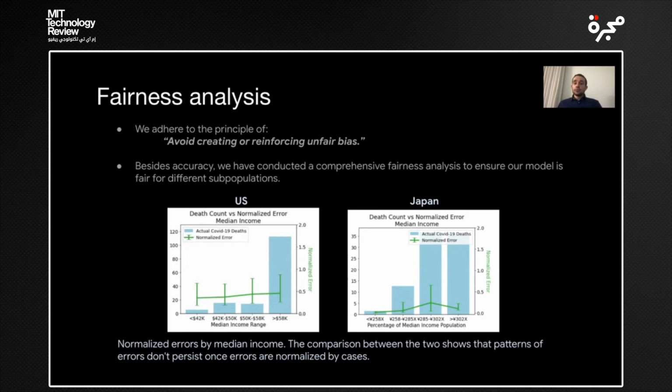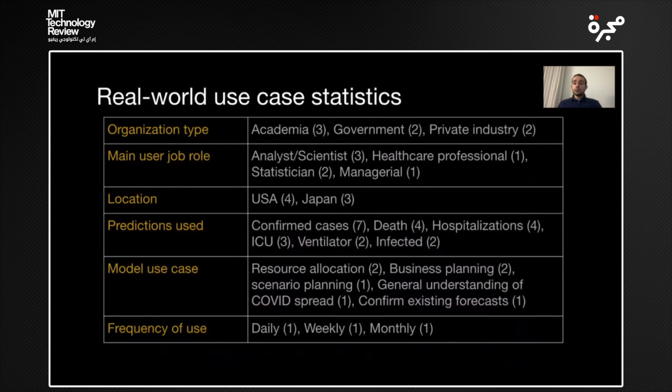Our model has been used by many organizations, both in the US and Japan. And here is just a summary of some of the ones that we have done studies with closely. And our users included organizations from academia, government, private industry, and the use cases included things like resource allocation, business planning, scenario planning, general understanding of disease dynamics, and confirming their existing forecasts with also varying frequencies.